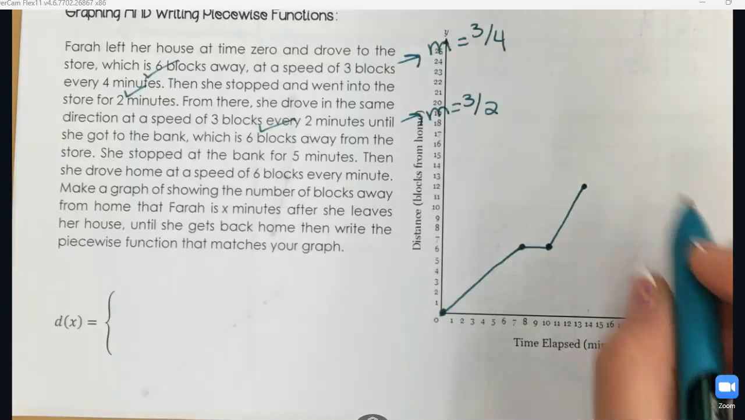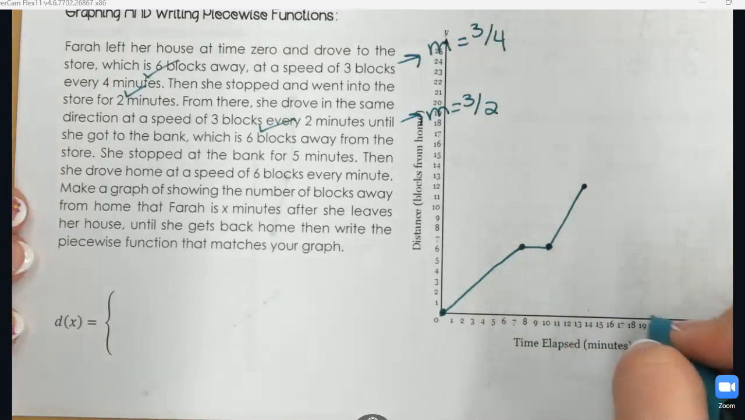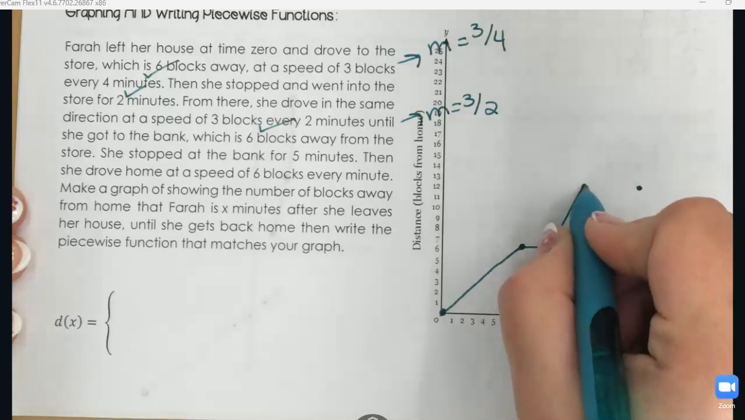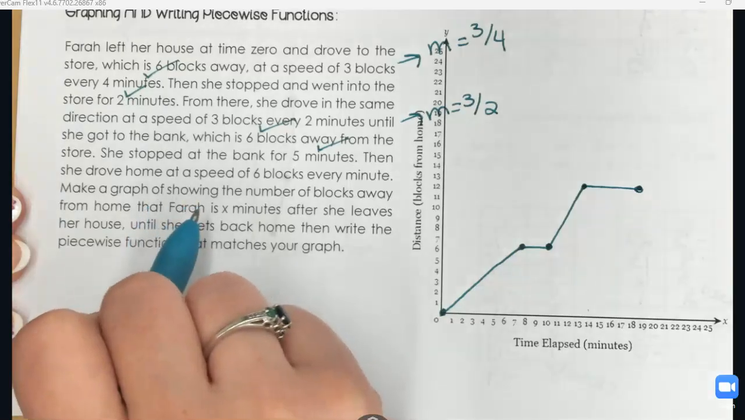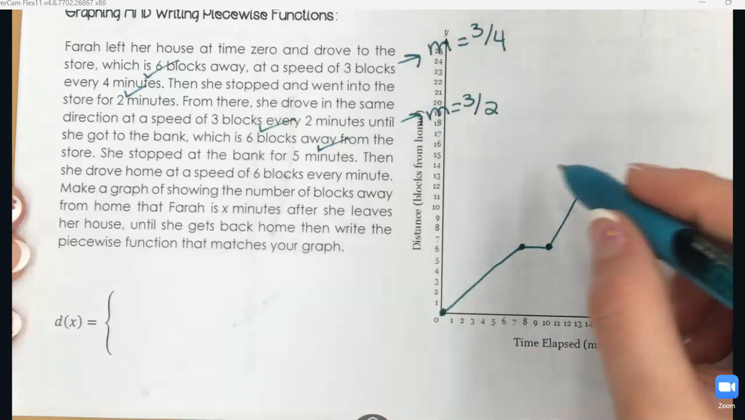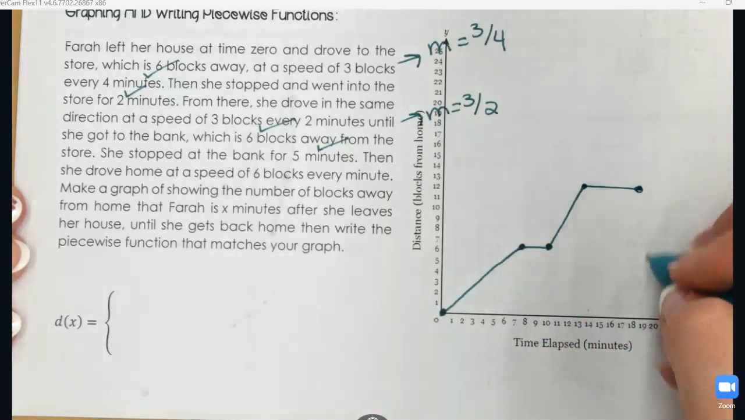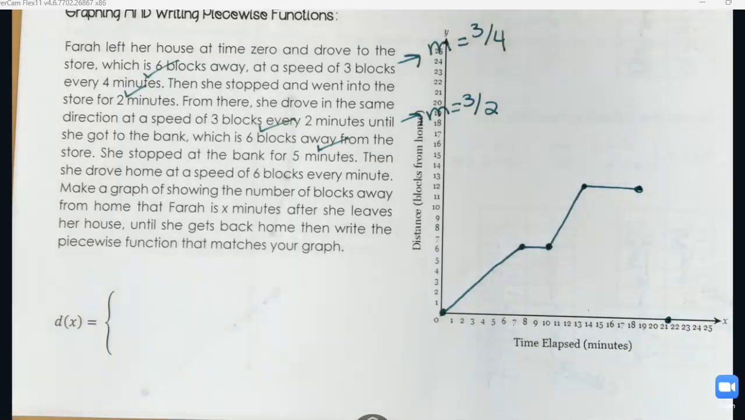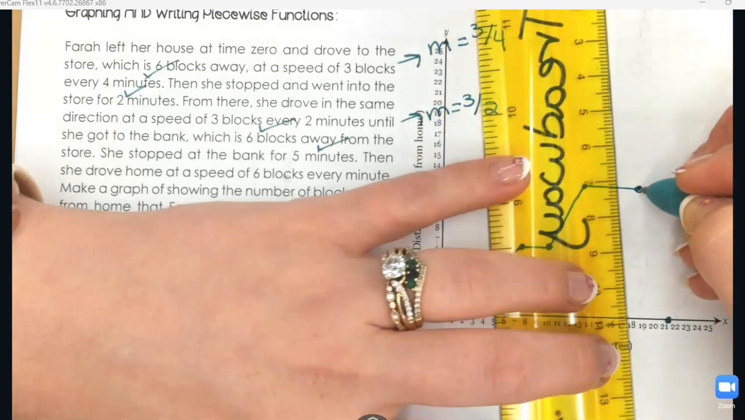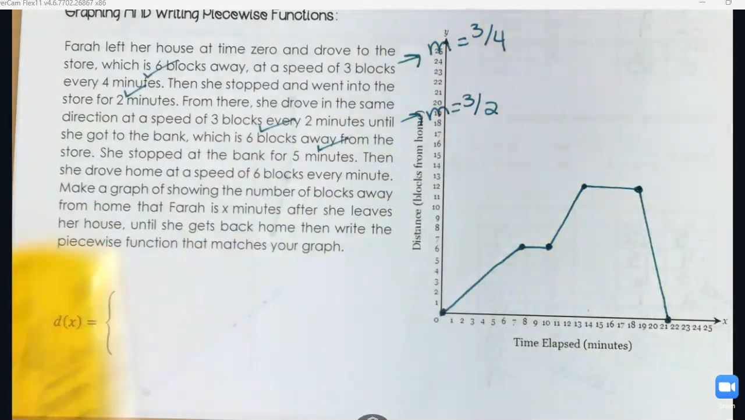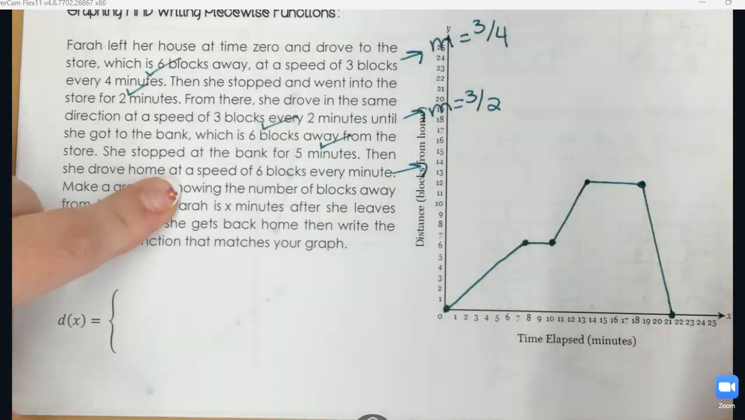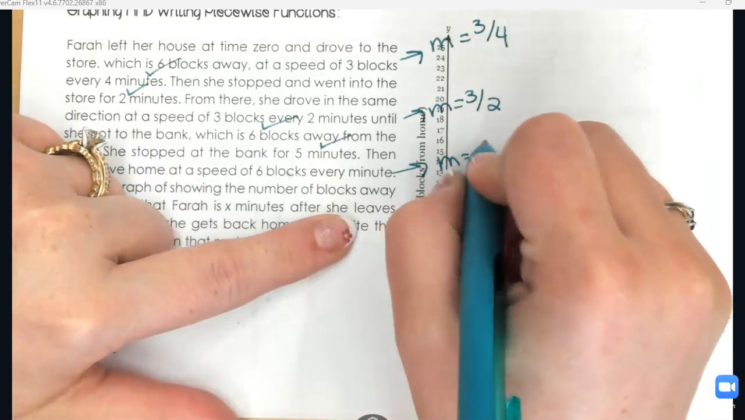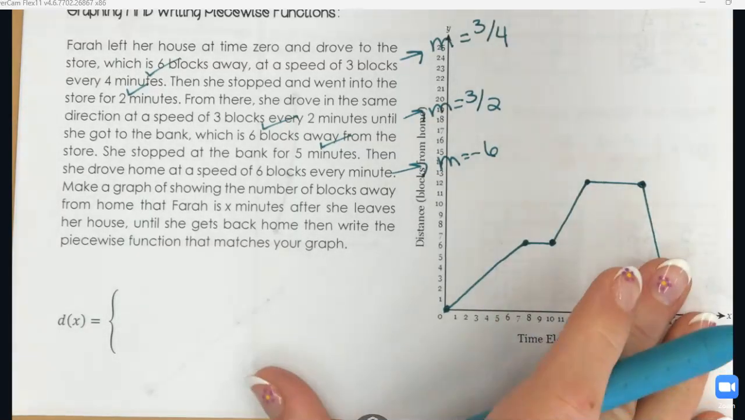Then she's in the bank for 5 minutes. So from minute 14 to minute 19, she is going to be staying at the same distance away. Then she's going to drive home at a speed of 6 blocks every minute. So if she's 12 blocks away, that tells me it's going to take her 2 minutes to get home. So she's driving home super duper fast, much faster than she was going to the bank or to the store. So there's the graph for Farah's travel. Now let's figure out what our piecewise function is. Oh, and I guess I should specify here, if she's going back home at 6 blocks a minute, her slope is going to be -6 because she is backtracking home.